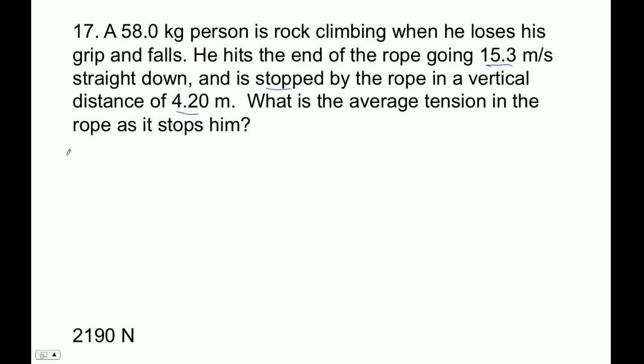I think we use SUVAT first. Let's just find the acceleration. Okay, so this guy's falling, right? And the rope stops him, right? So he's got the 15.3 meters per second right here, and the rope stops him in 4.20 meters, right? Okay. So I think our displacement from here to here is down 4.2.